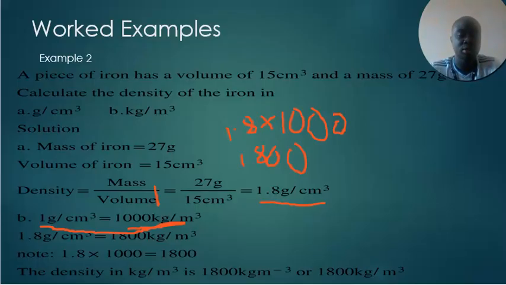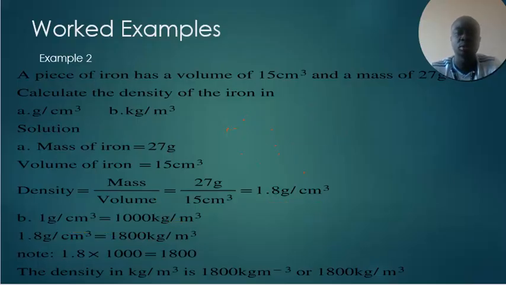So remember the conversion: 1 gram per centimeter cube is 1,000 kilogram per meter cube. If you want to convert from gram per centimeter cube to kilogram per meter cube, multiply by 1,000. Yes, that is that. So let's continue.